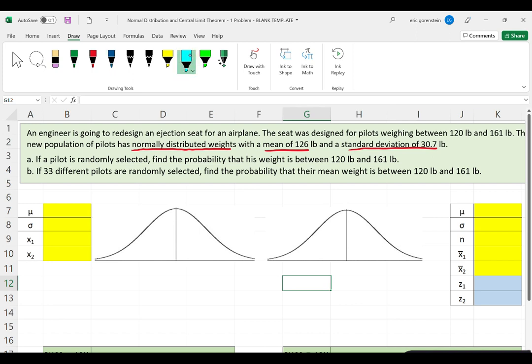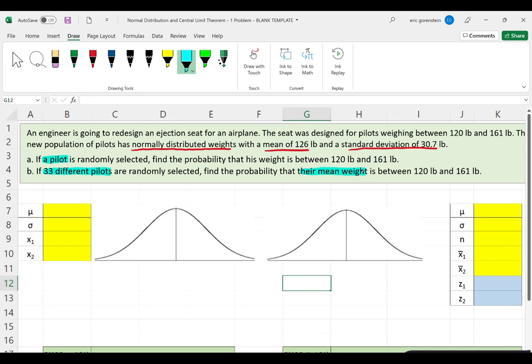So you'll notice the key difference between part A and part B. In part A, we're talking about a single pilot, one observation. If one pilot is randomly selected, find the probability his weight is between 120 and 161. In part B, we're looking at a sample of 33 different pilots. And we're looking for the probability that their mean weight is between 120 and 161.